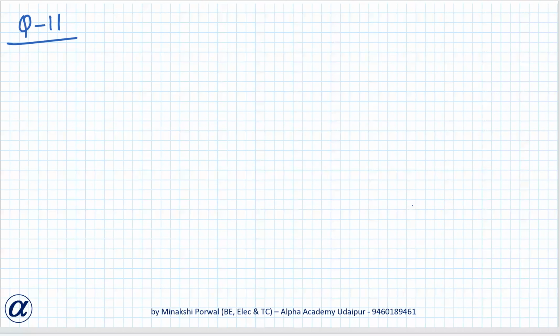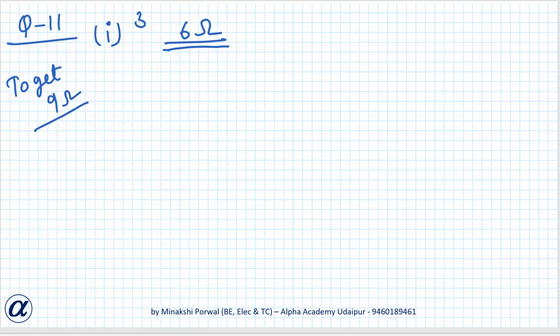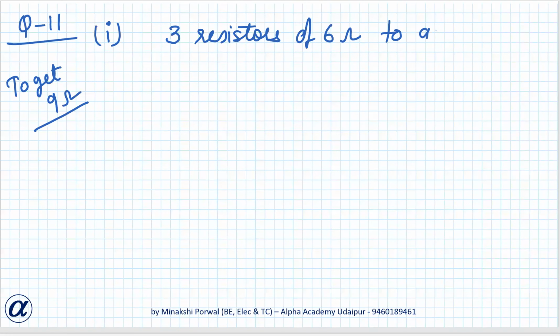Show how you would connect 3 resistors, each of resistance 6 ohm, so that the combination has resistance of 9 ohm. We have 3 resistances of 6 ohms, and we have to obtain 9 ohm. Anybody, any idea how can we get it?